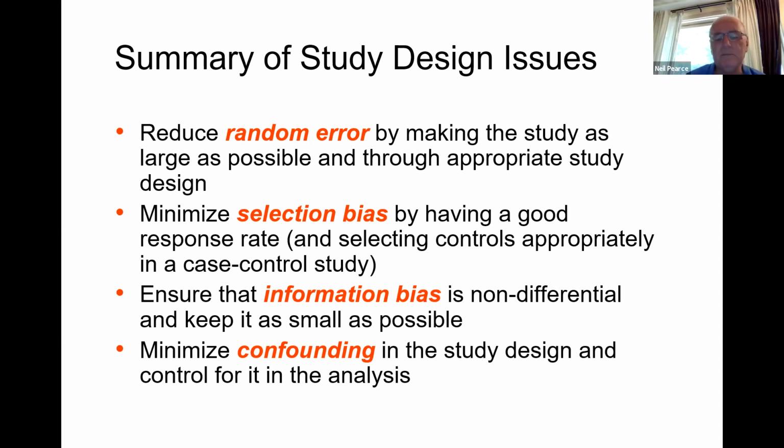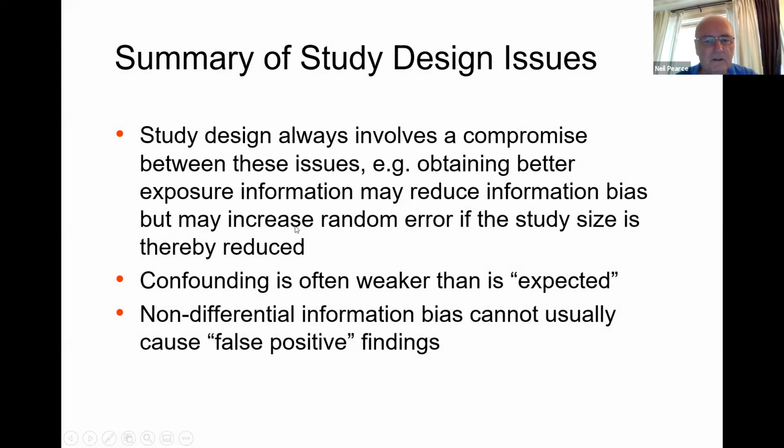But even if taking a blood test gave you better exposure data, it probably means you're going to have a much smaller study because you can't afford to do a large one. So you're going to have more random error. And also some people won't like giving a blood sample. So you'll have a lower response rate. So you might reduce information bias, but you might increase random error and increase selection bias. So study design always involves a compromise between these issues. So for example, obtaining better exposure information may reduce information bias, but may increase random error if the study size is thereby reduced.